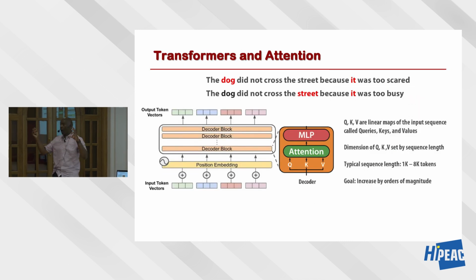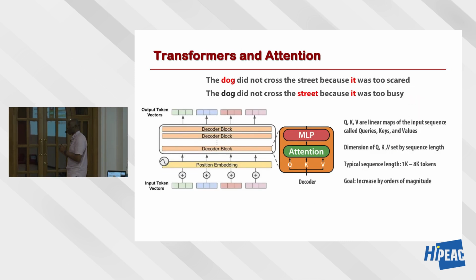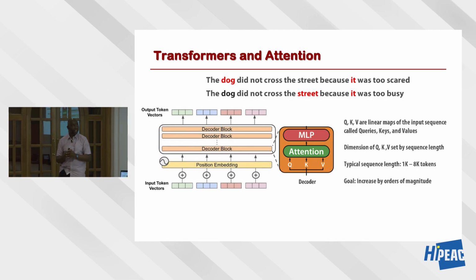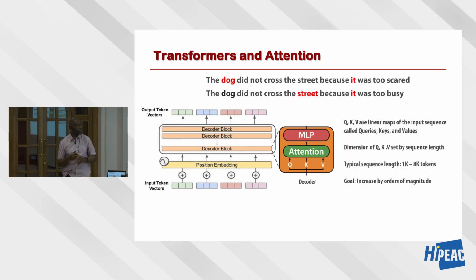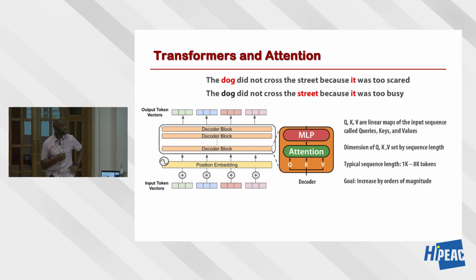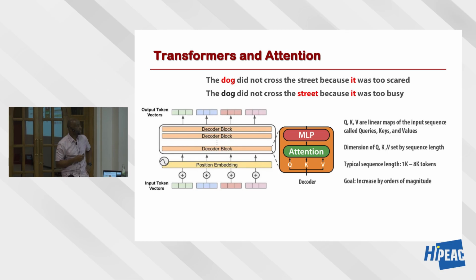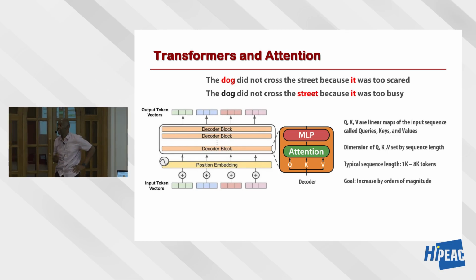So at the core of all of these language models is the idea of a transformer. The transformer is this algorithm that learns the relationship between different tokens in a stream, or different words in a sentence. So it knows the difference between 'the dog did not cross the street because it was too scared,' where 'it' refers to the dog, as opposed to the second sentence, 'the dog did not cross the street because it was too busy,' where 'it' refers to the street.